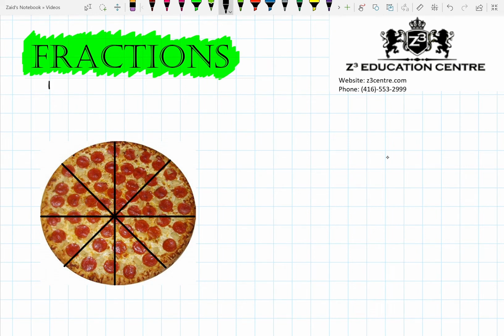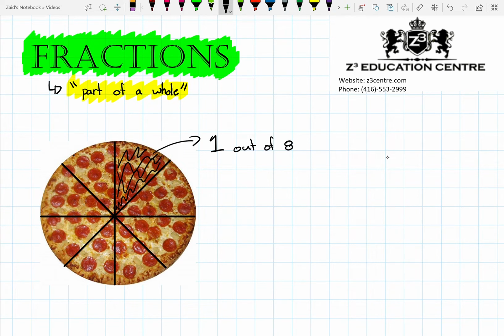So, fractions. With the definition of a fraction, what a fraction means is that it is part of a whole. For this, I have an example below where it shows a pizza with 8 slices. Now let's say I ate only one slice, then that means that I ate 1 out of 8 slices.